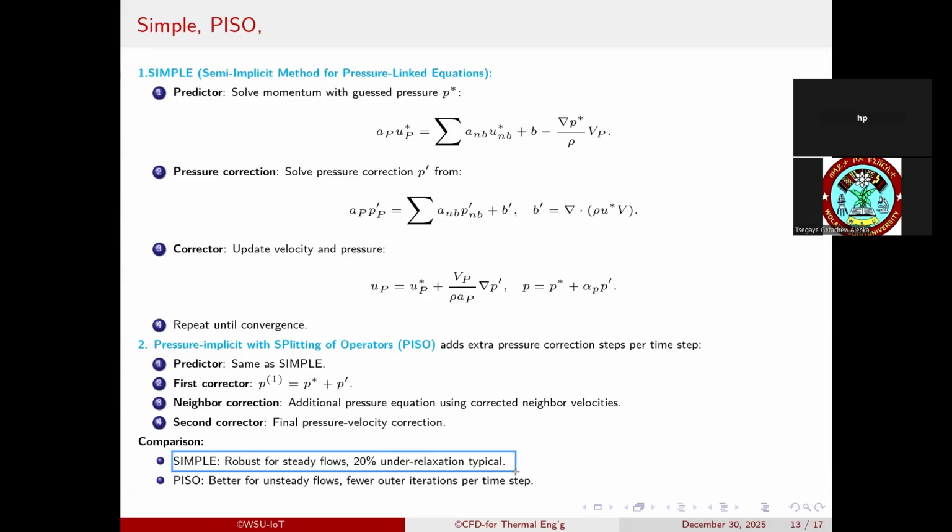So SIMPLE is often used for steady flows, and pressure implicit splitting is also used for unsteady flows. So this includes additional steps of time marching. Now we will proceed to boundary layer equations.